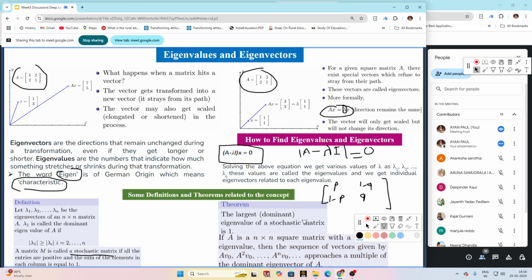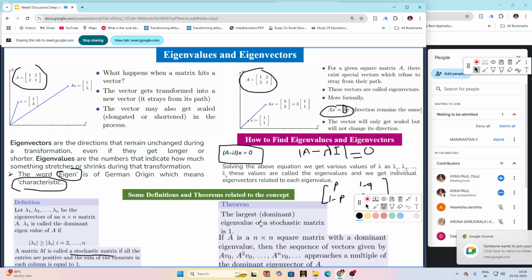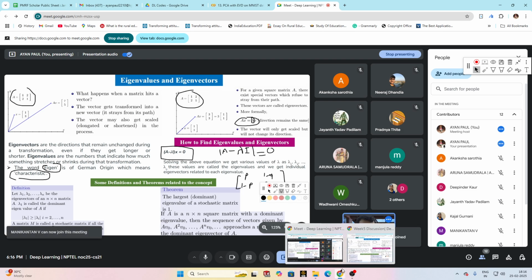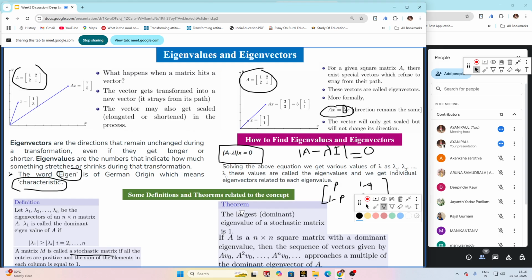So we have two theorems related to this. First, the largest dominant eigenvalue of a stochastic matrix is 1. So whenever we talk about this type of matrix, the dominant eigenvalue of that stochastic matrix will be equal to 1. And second, if A is an n cross n square matrix with a dominant eigenvalue, then this we don't need to discuss here.